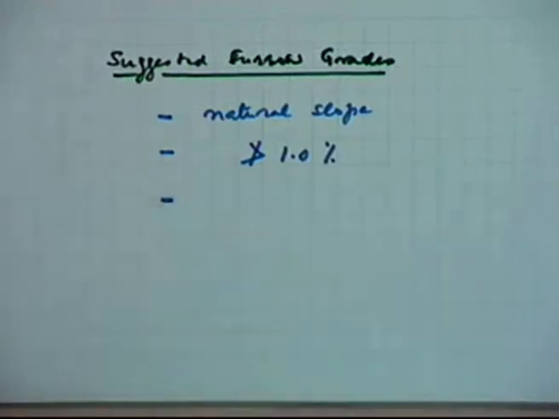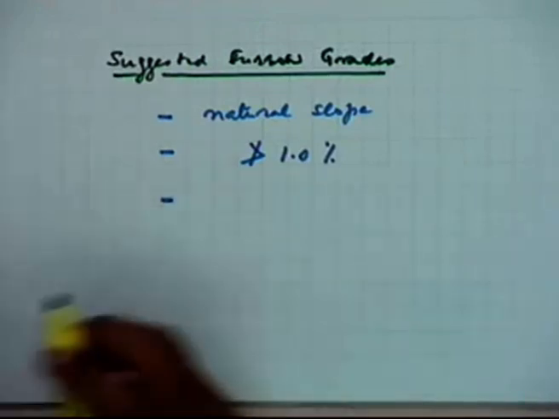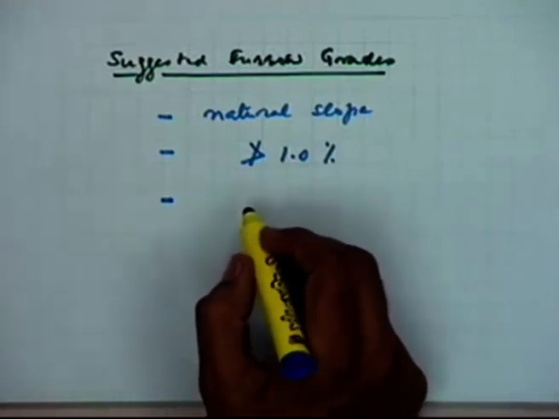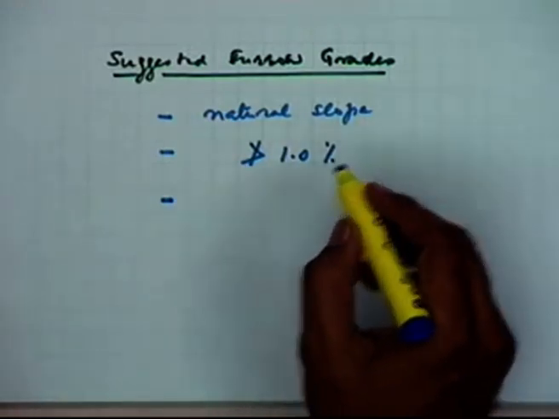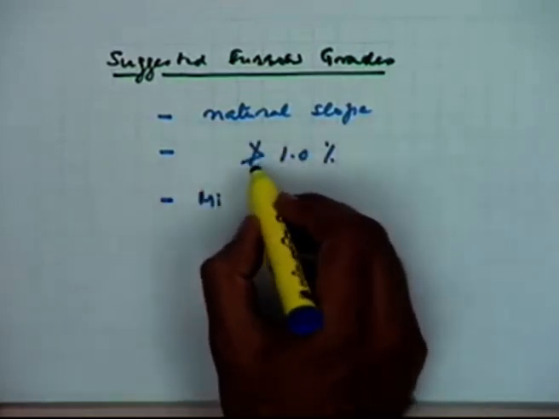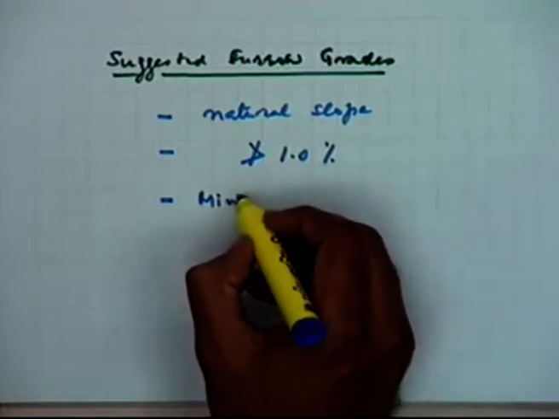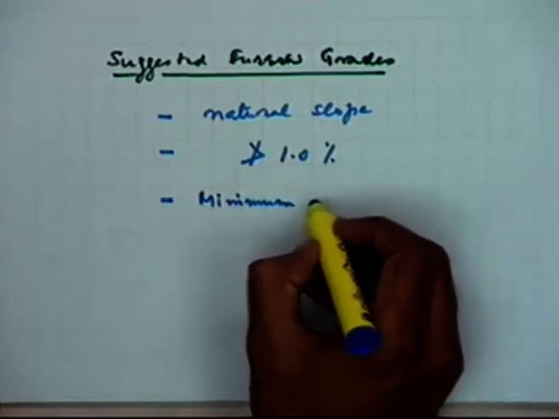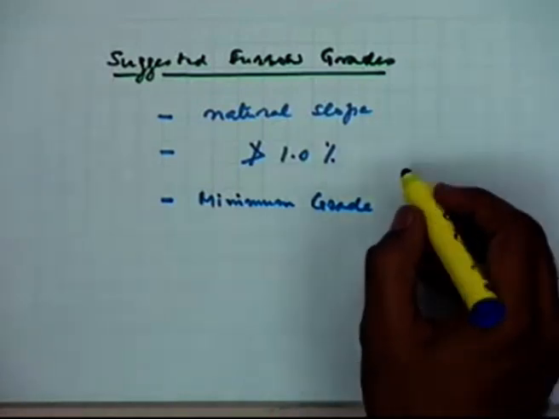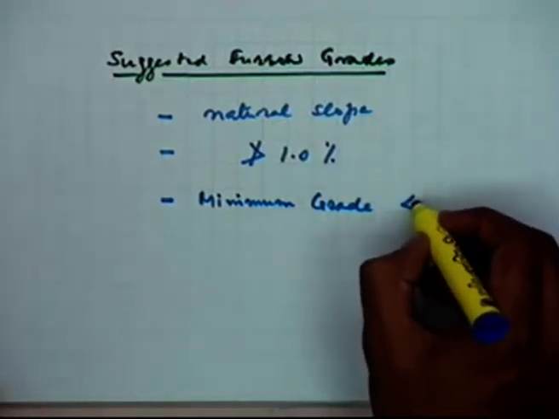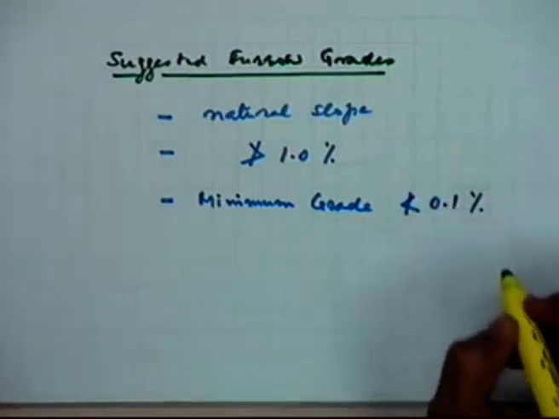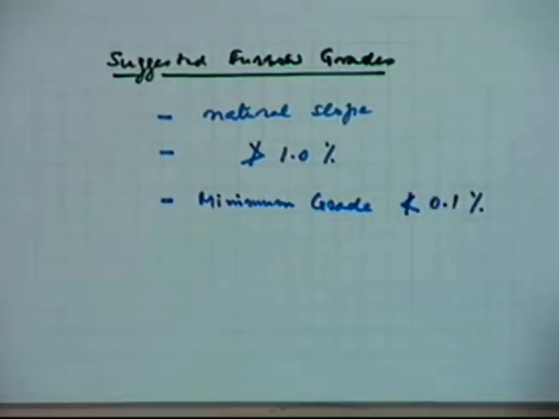Similarly, from the point of view of some of the conditions which can be prevailing conditions, you might find that there is the maximum grade, and the minimum grade should not be less than 0.1%.